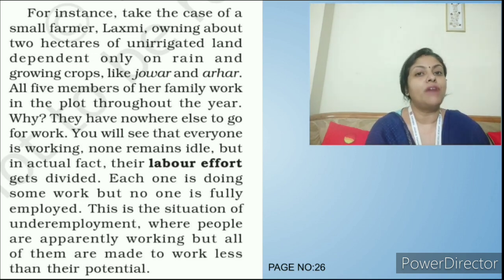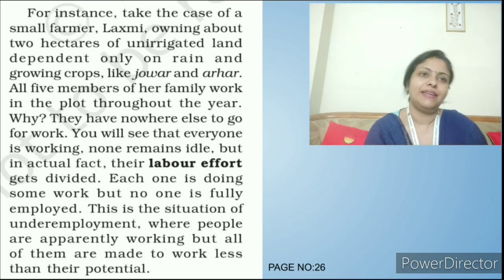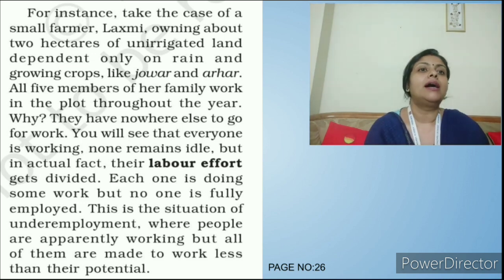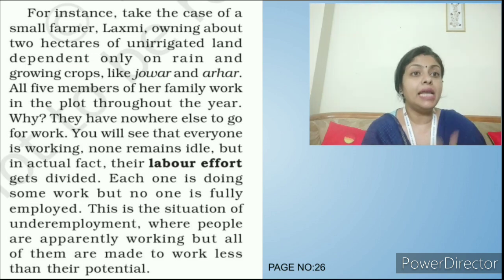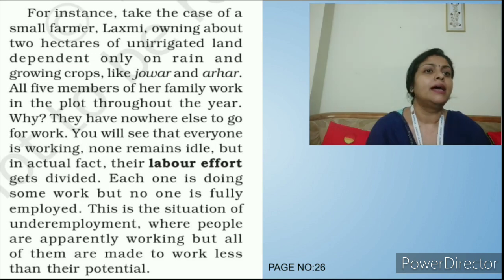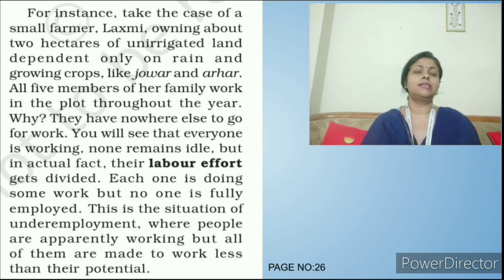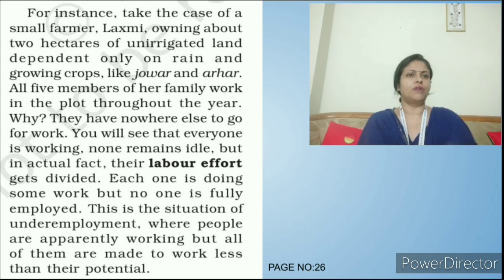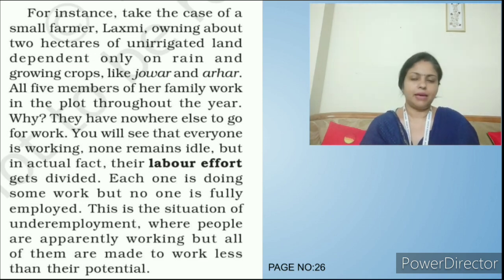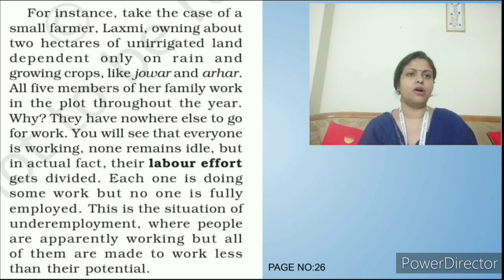This is the situation of underemployment, where people are apparently working, but all of them are made to work less than their potentials. Means here their energies, their labor effort, their work capacity, their potentialities are not utilized fully. He or she can work more. Since 5 people are working throughout the year, everybody will get some amount of work, okay? So we are not utilizing their capacities, whereas the same work could have been done by 3 members of the family, and 2 of them could have gone outside to work.